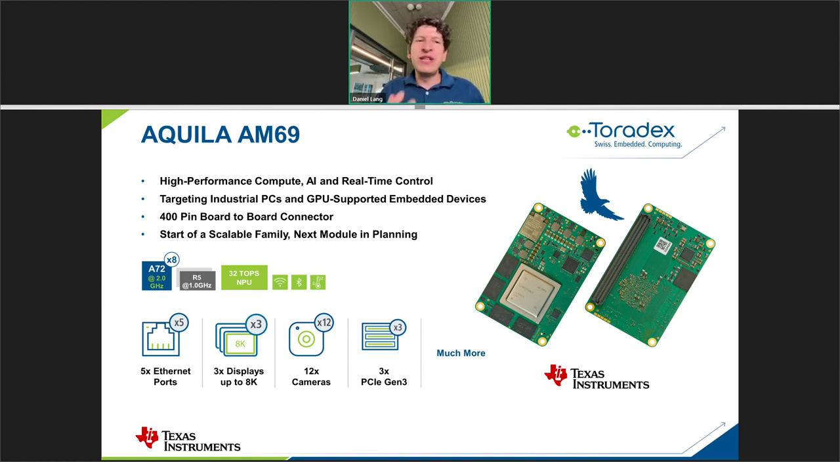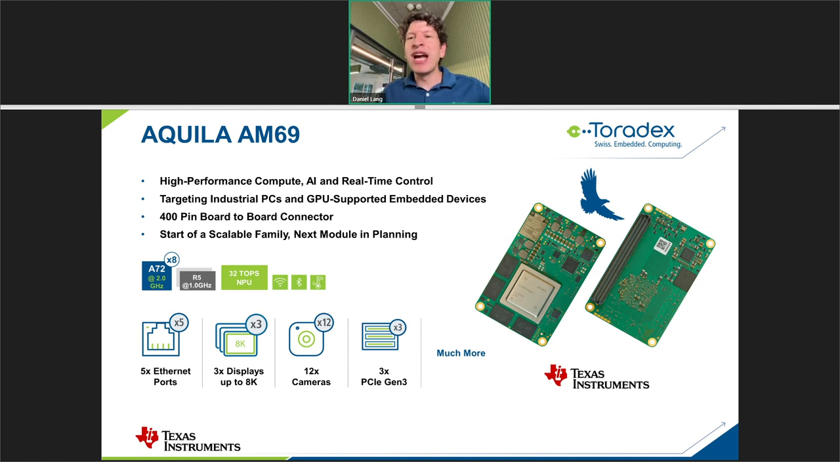And this module is really targeted, of course, for AI, but also general high-performance computing, real-time control. We really see that targeting industrial PCs, lower-end PCs, you can now replace with an ARM system. So they're lower power, they have even more AI capabilities. And then other GPU-enabled embedded devices. So here we have an NPU, so it should be more power efficient for the same neural networks or the same workload. We have a 400-pin edge connector here, so very, very ruggedized.